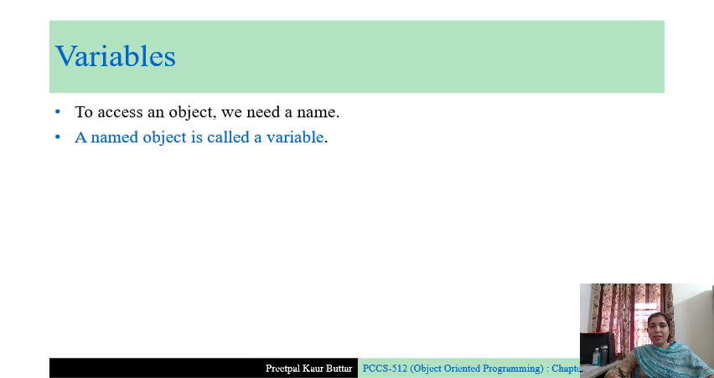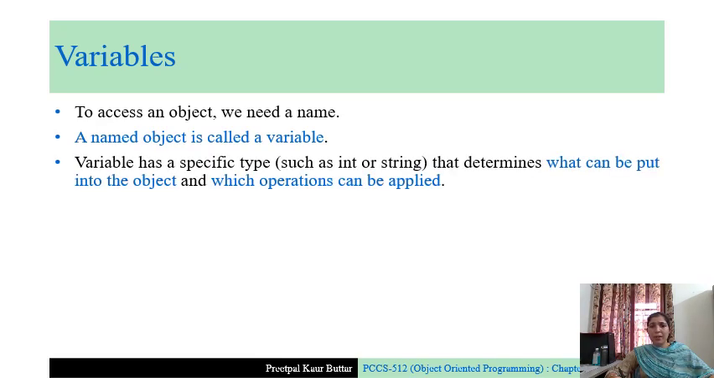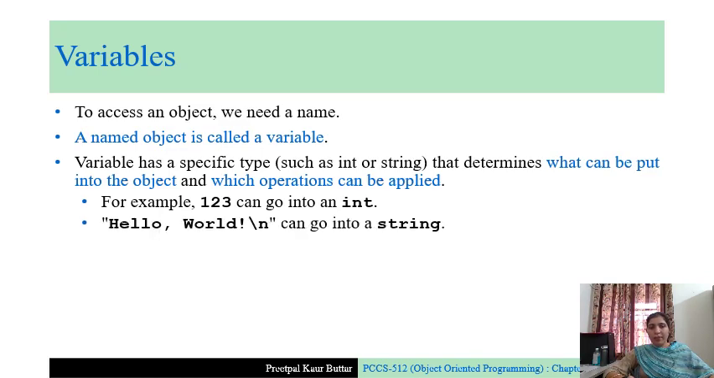A named object is a variable. A variable has a specific type such as int or string that determines what can be put into the object and what operations can be applied. If the data type is int, integers can be put into the object and arithmetic operations can be applied. If the data type is string, character strings can be stored in the memory and string operations such as concatenation, copying, etc., can be applied. 1, 2, 3 can go into an int. Hello world can go into a string.